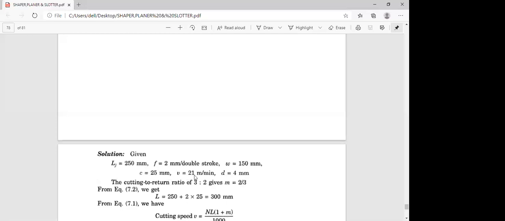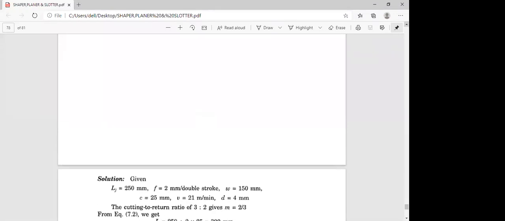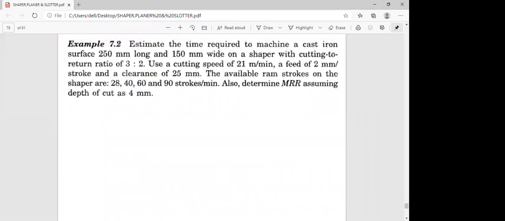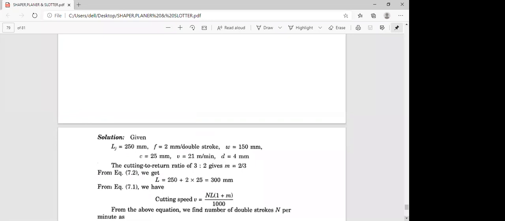C, clearance. V, cutting speed. D, what is D here? Depth of cut. The depth of cut is 4 mm. Small d is not diameter; it is depth of cut. So what is the cutting to return ratio?